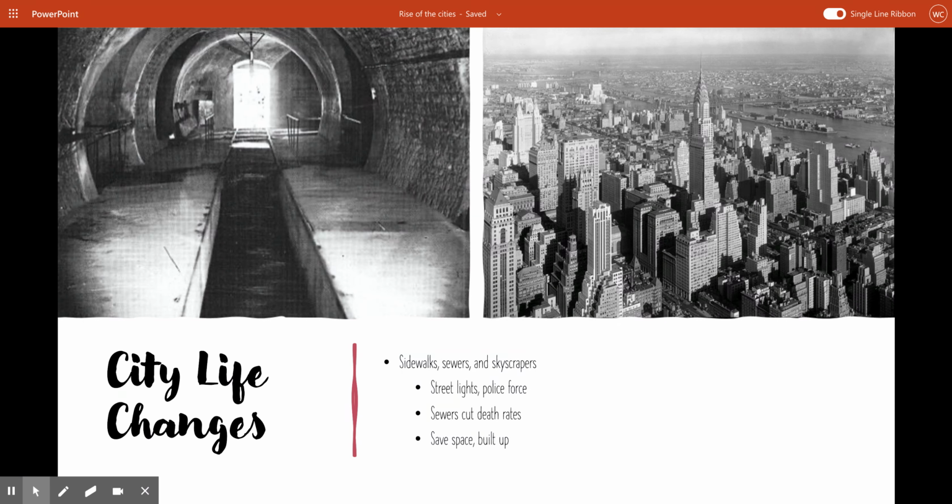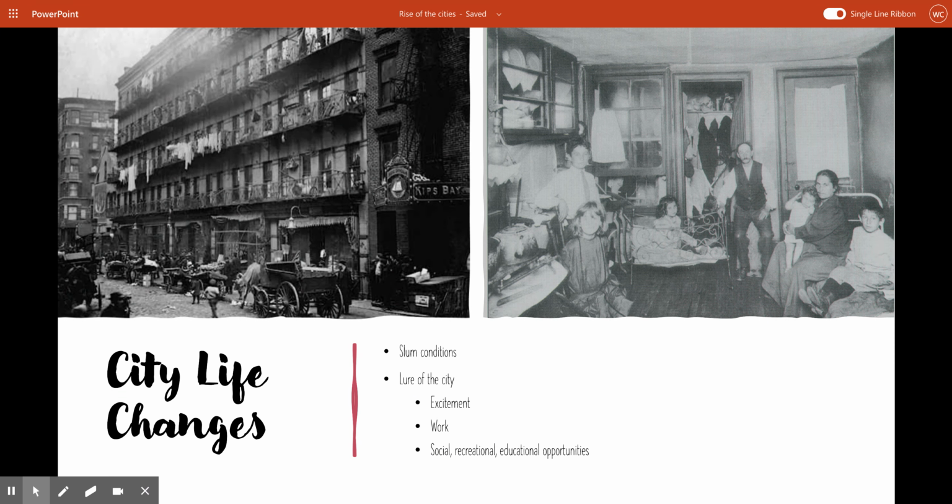So if we look next at city life for the urban poor, basically it's these slum-like conditions. It's extremely overcrowded. You've got these tenement buildings where you've got multiple families living in just one single room, right? They're all close in together. There's not any privacy whatsoever. That's the downside of city life, right?